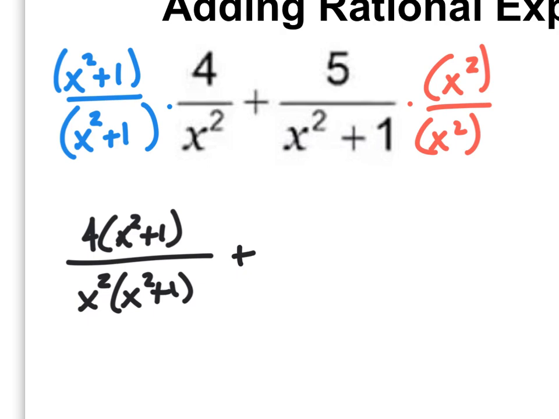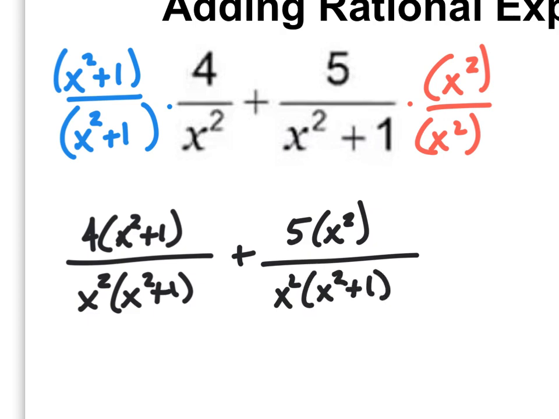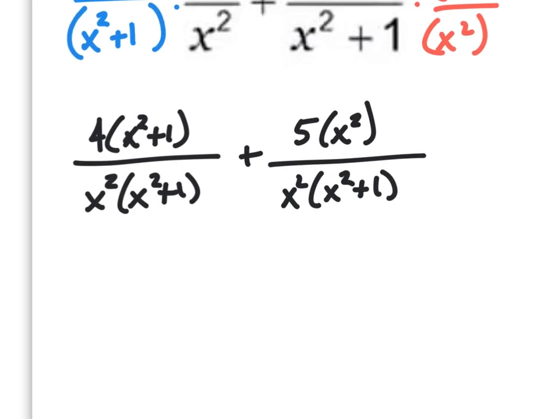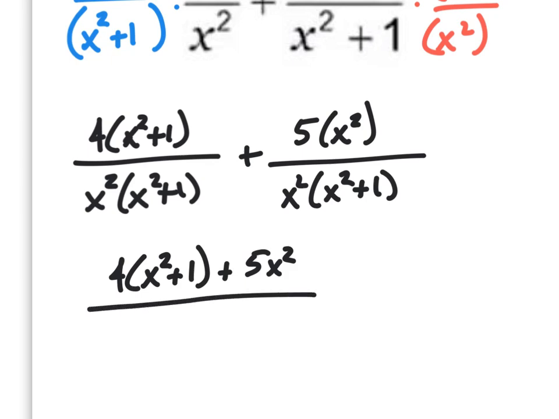And then I'm going to do plus 5 times x squared over x squared times x squared plus 1, okay? Now, I'm not going to multiply this stuff out in my denominator. I'm going to leave it as is. And now that I have a common denominator, I'm going to write this out over a common denominator. So I've got 4 times x squared plus 1 plus 5x squared, and this is all over x squared times x squared plus 1, okay?